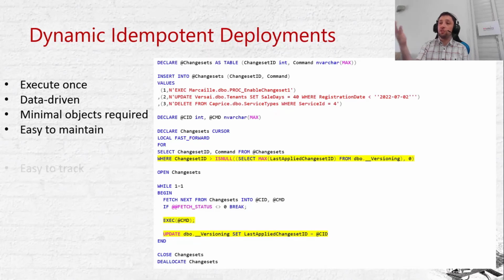It basically means that each command here executes once. It is data driven, which I like very much. It requires a minimum number of objects to create specifically for this purpose. In this case, just this one versioning table. It is very easy to maintain because you can save this script as a post-deployment script in your project, and then whenever there is a new change that needs to be added, you just edit the script and add it as a command in the values constructor right here. And it's also easy to track because as a post-deployment script, it exists in your source control, and you can easily track changes.